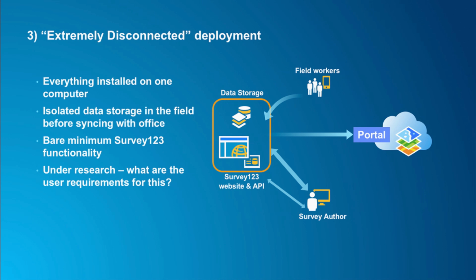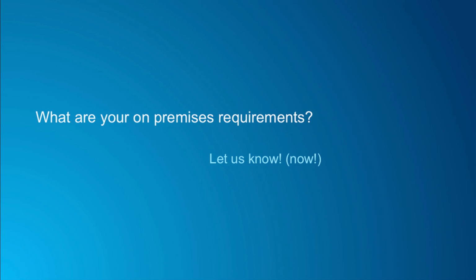So again, we're looking at what is the bare minimum that we need to deploy on a computer. Is it just the API? Is it the API plus some basic web pages, plus some form of database to send information to? We're trying to understand that. If you have needs that resemble this, going really disconnected for long periods of time, let us know, and we want to work with you to gather the requirements. So, in general, we're trying to support on-premise. If there are requirements here that you haven't seen us present, please let us know.